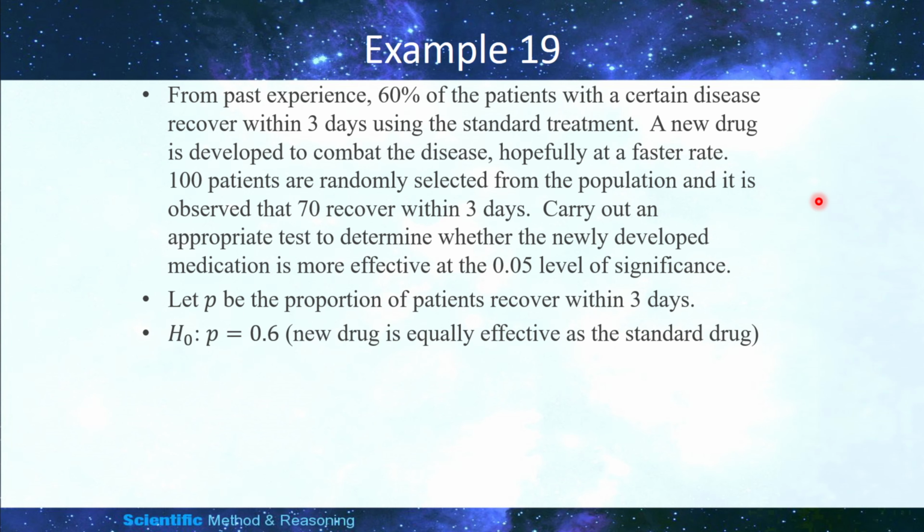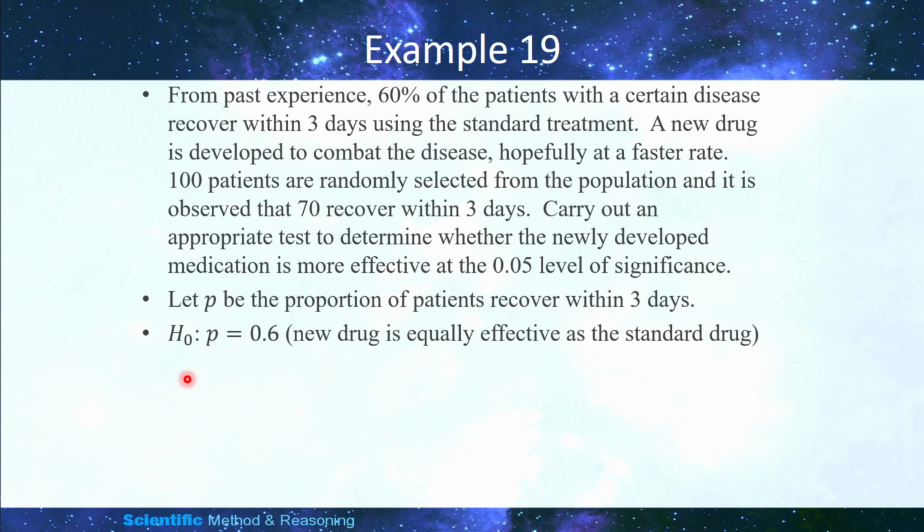And to set the null hypothesis, unless there is strong evidence, the traditional belief would be that the new drug is equally effective as the standard drug, because we have the experience from before, and it is expected that the new drug would not be worse than the standard drug. But before we have enough evidence, we can only claim that P, the proportion of patients who will recover within 3 days using the new drug, is equal, as effective as the standard treatment, which is 60%.